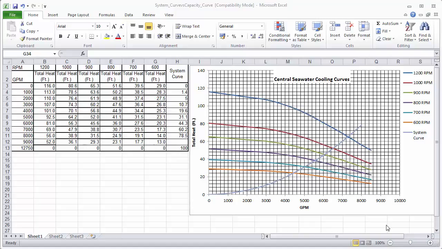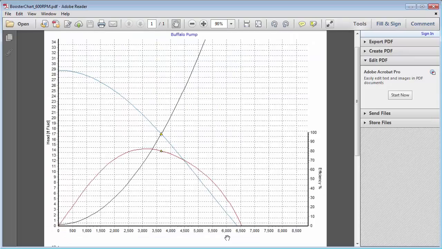We can see in their Excel file that at a speed of 600 RPM, the head coordinate starts at 29 feet at 0 gallons per minute and reduces to 13 feet at 9,000 gallons per minute. However, in FluidFlow the results were quite different. We can see in the FluidFlow chart at a speed of 600 RPM that the capacity curve starts at approximately 29 feet of head at 0 gallons per minute and reduces down to 0 feet of head just below 6,500 gallons per minute. So the question is, why do we have such a discrepancy?